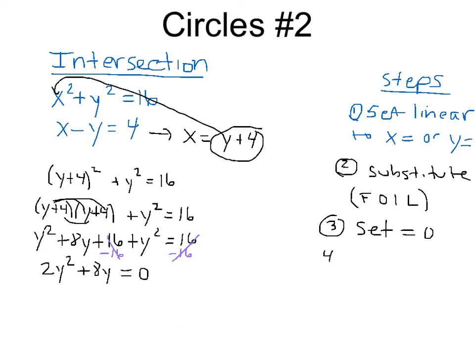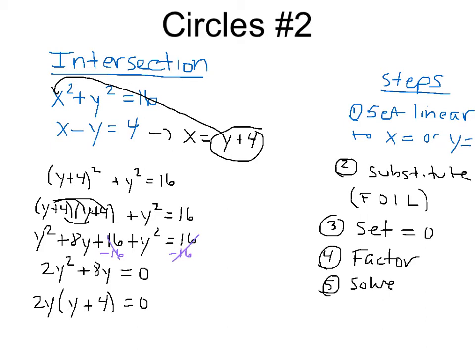Step 4 is we need to factor. So you always look for what's in common. Both of these divide by 2. They also divide by y, so we're going to pull out a factor of 2y. 2y squared divided by 2y is y. 8y divided by 2y is 4. So then we're going to solve.